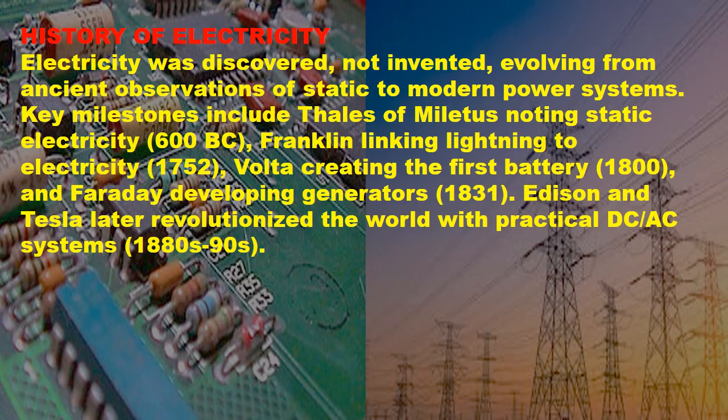Key milestones include Thales of Miletus noting static electricity, about 600 BC, before Christ. Franklin linking lightning to electricity in 1752. Alessandro Volta creating the first battery in 1800, and Michael Faraday developing generators in 1831. Edison and Tesla later revolutionized the world with practical DC and AC systems, from 1880 to 18.